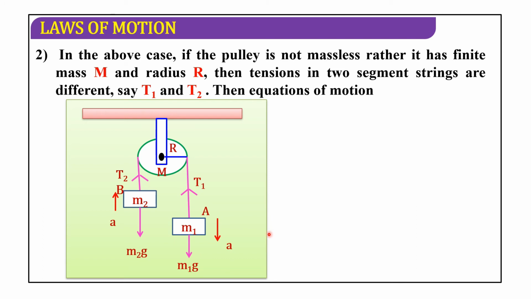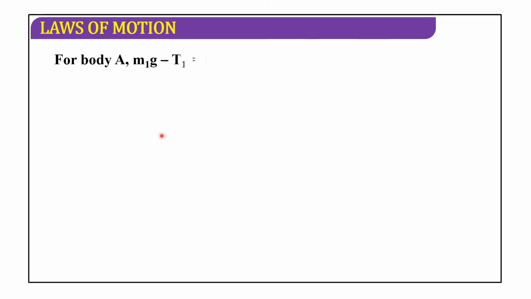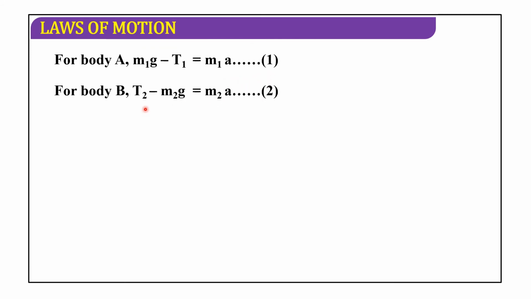Here we are taking the finite mass m and radius r. For body A, m1g minus T1 is equal to m1a. Consider this as equation 1. For body B, T2 minus m2g is equal to m2a. Consider this as equation number 2.